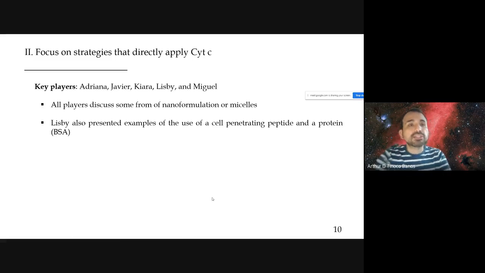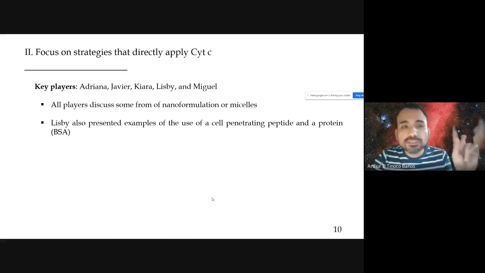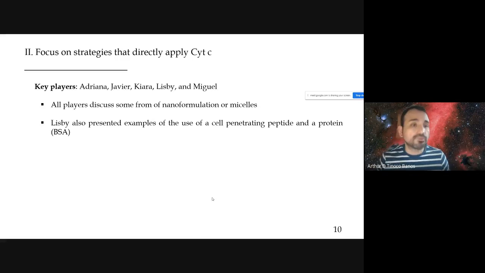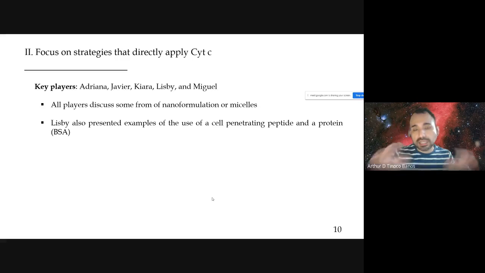All right, so next is focus on strategies that directly apply cytochrome C. So here I found the key players to be Adriana, Javier, Chiara, Lisby, and Miguel. From what I could perceive, these players, for the most part, talked about nanoformulation, by which I mean a nano drug delivery system. I saw that Lisby also presented a few other examples, like the use of a cell-penetrating peptide and a solubilized form of bovine serum albumin. So I thought that was a very interesting collection of delivery systems.